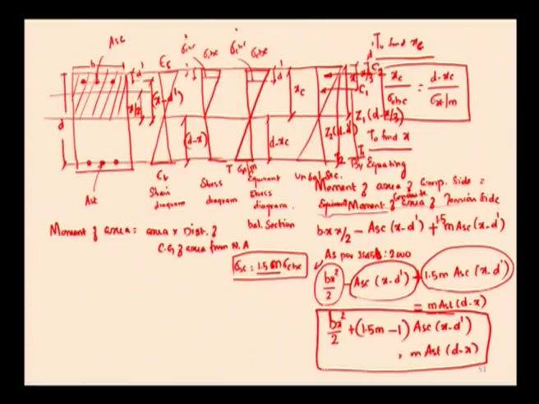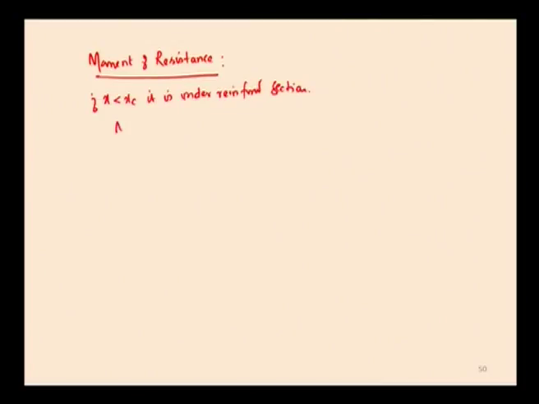So, we have found xc and x. Now, we are going to find out the moment of resistance of the beam. So, now we are going to compare. If x is less than xc, it is an under reinforced section. So, the moment of resistance Mr is equal to T into Z.